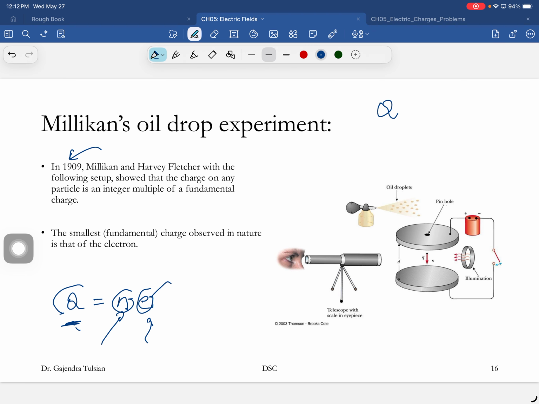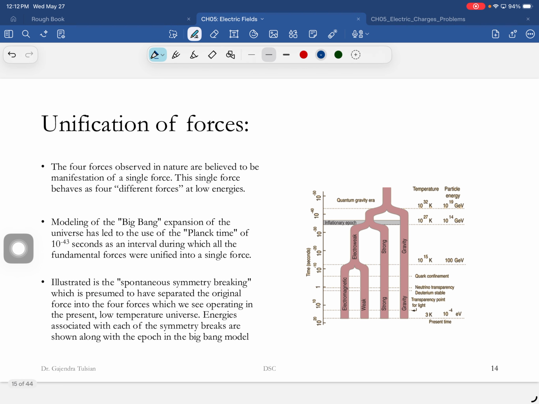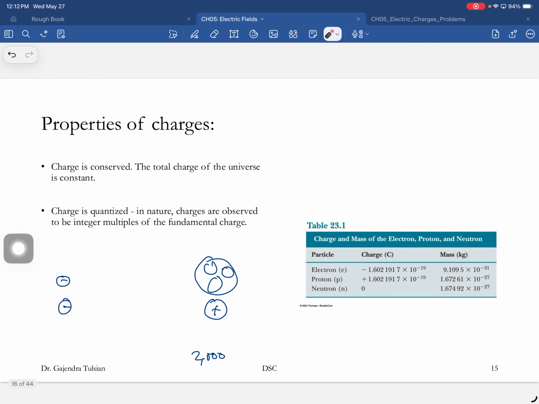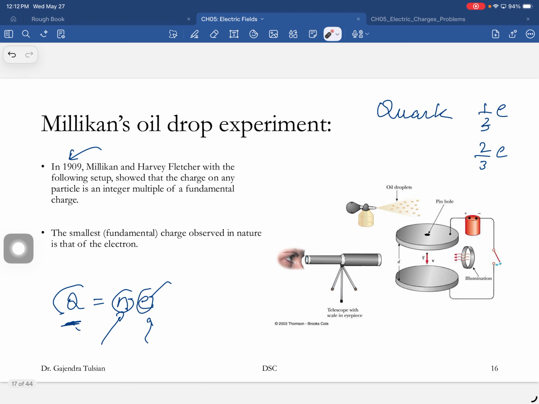Now it turns out that quarks have fractional charges, 1/3 and 2/3 e, but we've never seen a free quark. If you want to see a free quark, you'd have to go back in time to about 10 to the minus 50 seconds after the Big Bang. So then you could see a free quark, but given that we're not there yet, you'll never see a free quark.